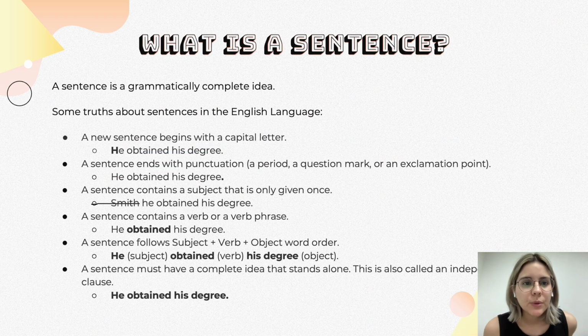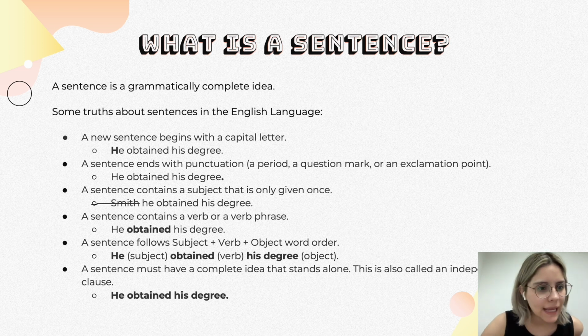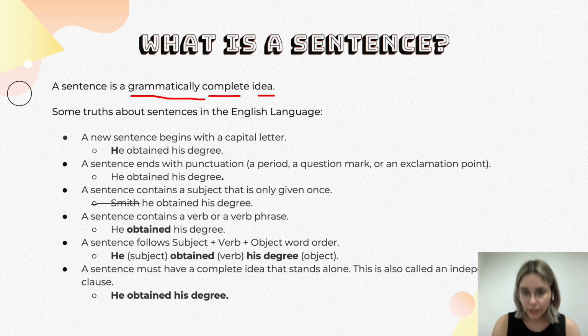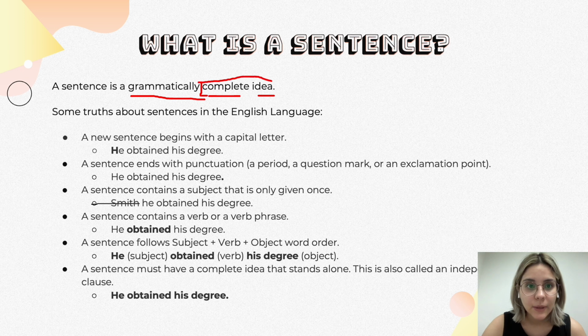So first we will see what is a sentence, okay? We're gonna answer this question, and it's really important for you to know that a sentence is a grammatically complete idea, okay? A sentence must have a complete idea for it to be considered a sentence, okay? So it has to share a complete thought, a complete idea. Keep it in mind, that is really important when we talk about sentences, okay?